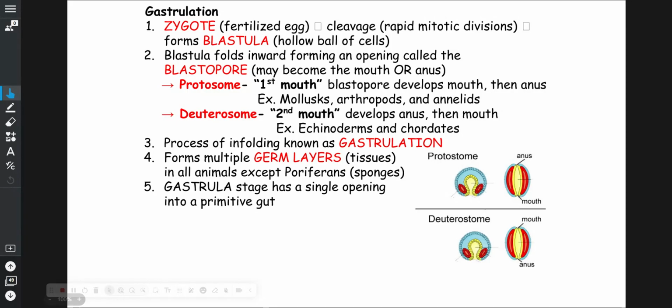And you're going to see a diagram of this that will help you understand in just a minute as well. And once that blastula forms, that hollow ball of cells, it's going to start to fold inward and create a blastopore. And that blastopore is what is going to eventually become the mouth or the anus of the organism. Remember, we talked about most animals have a mouth and an anus. There are a few that just have one opening, and then some, like sponges, that don't have a digestive tract at all, but those are the exception.